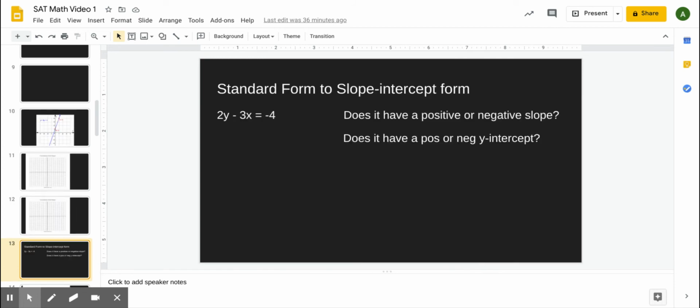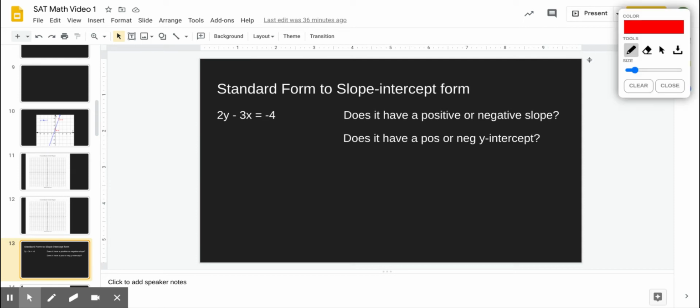And here's standard form. And as you can see in standard form, it's not so easy to see what the y-intercept is. So if we look over here, we need to get the y alone. We need to put this into slope-intercept form. So you should know how to do that, so you can answer these questions right here. Right. So let's do that.